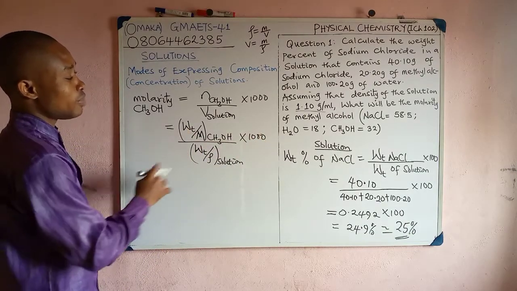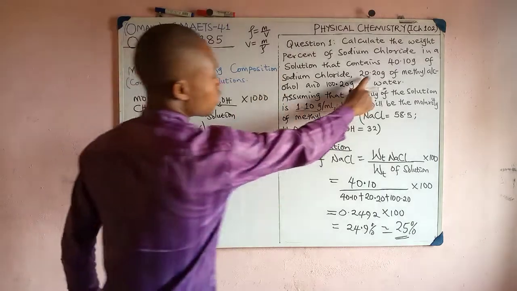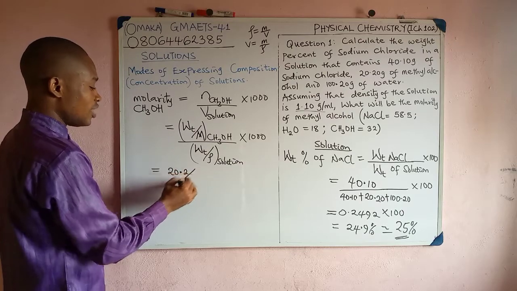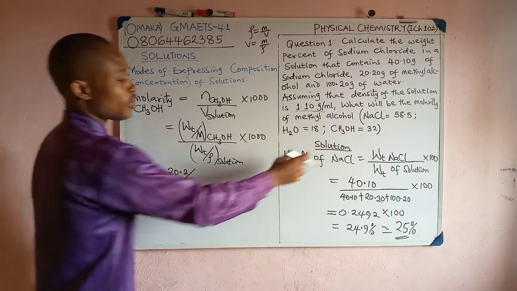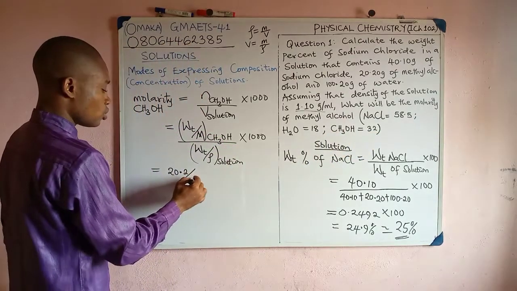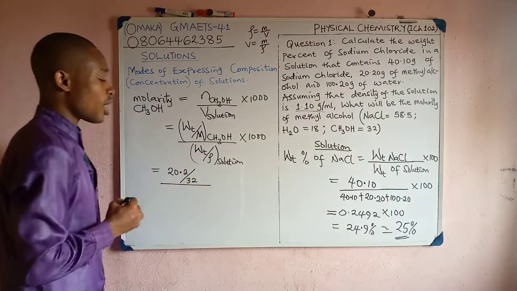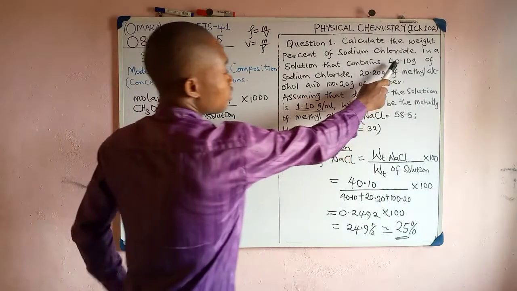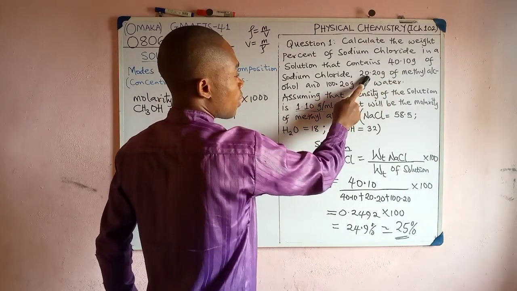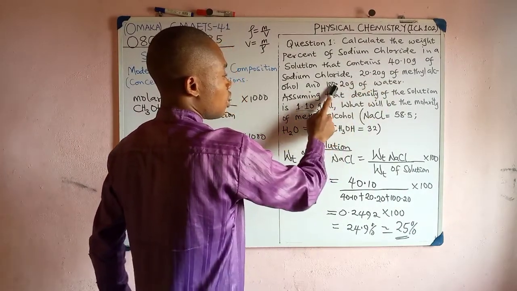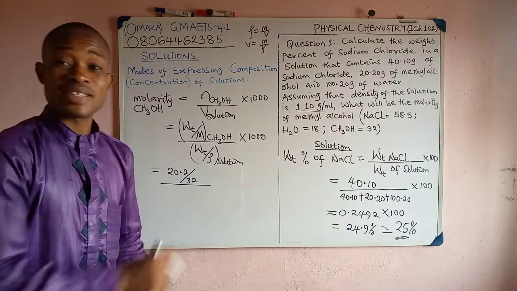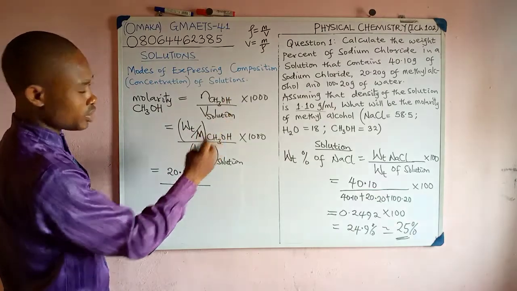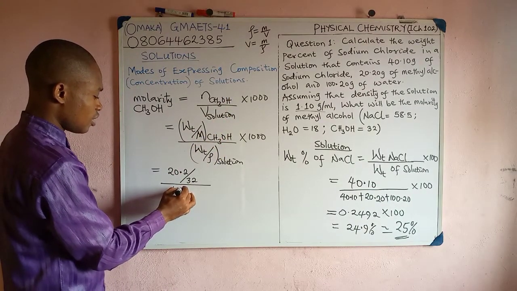Weight of the methyl alcohol from the question is 20.2. Divide this by the molecular weight of methyl alcohol, which is 32, everything all over the weight of the solution. The weight of the solution is 40.10 plus 20.20 plus 100.20. That is the weight, because these three components make up the solution. If you add that up, you should get 160.